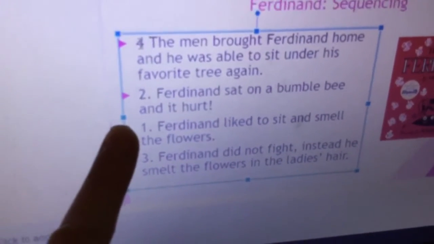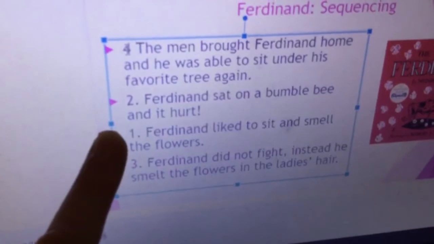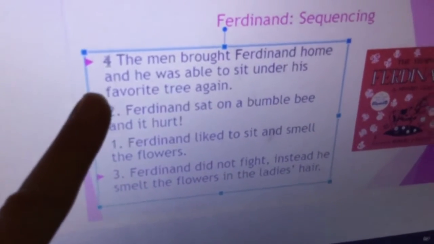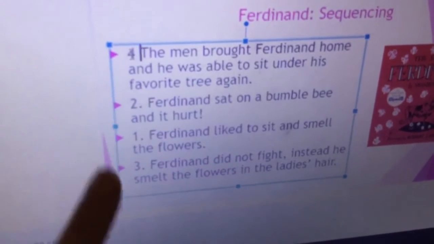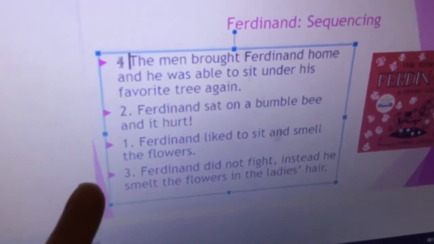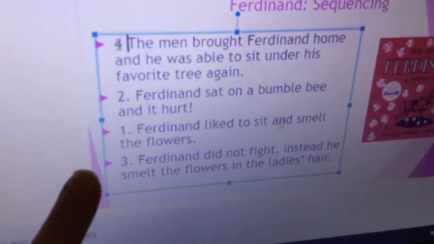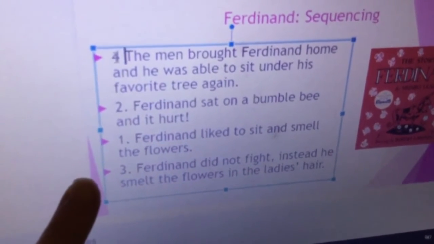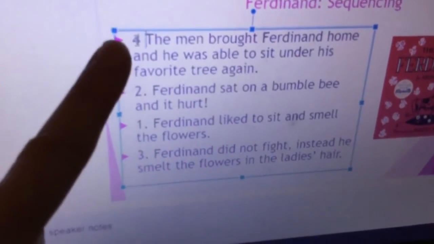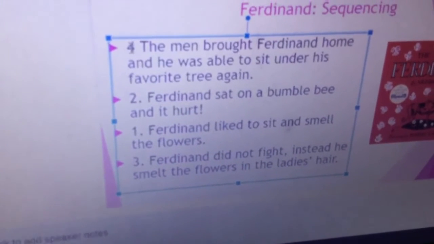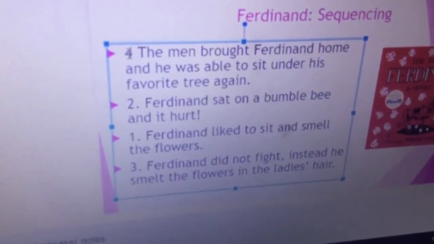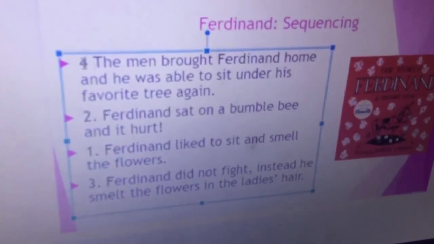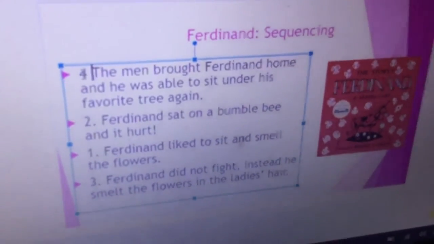It says, Ferdinand liked to sit and smell the flowers. Then, Ferdinand sat on a bumblebee and it hurt. Then, Ferdinand did not fight. Instead, he smelt the flowers in the lady's hair. And finally, the men brought Ferdinand home, and he was able to sit under his favorite tree again. Wow, that's much better. That's in the correct order now.